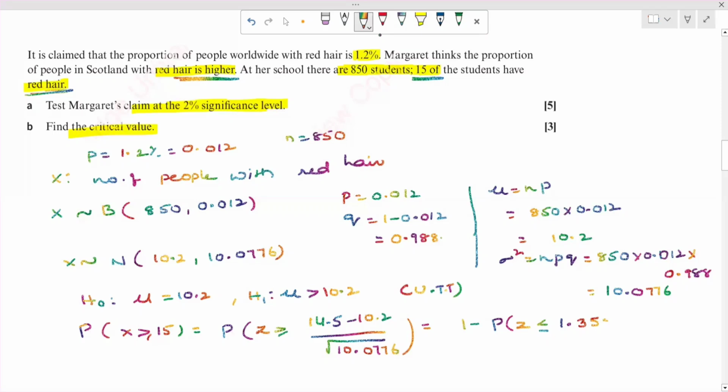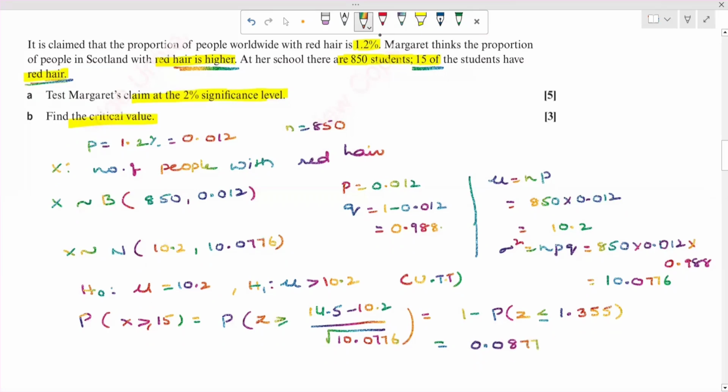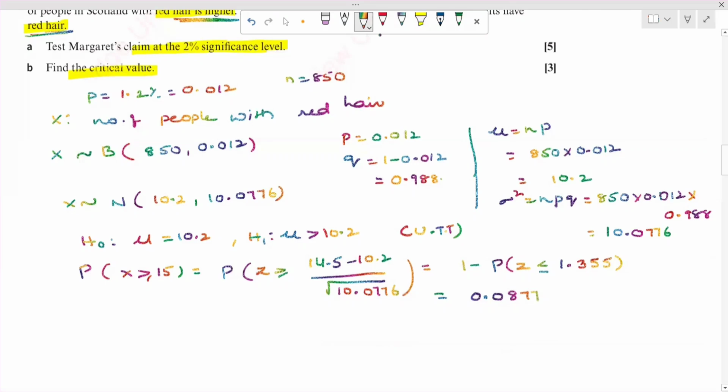If you simplify that using the calculator directly, you can also use greater than or equal to. If you are using the table, you can do it like this, or else directly write it. So the value will be 0.0877. So 0.0877 is greater than alpha. What is the alpha percentage? 2% is given, 0.02. So therefore, we can say that H naught is accepted.